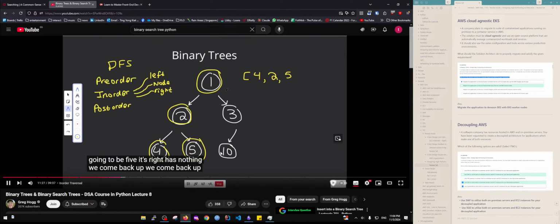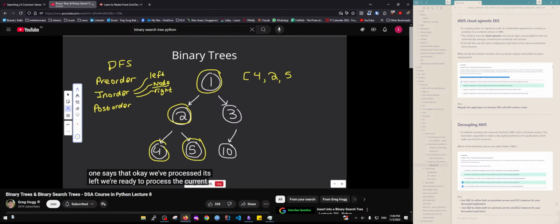We come back up. Now the 1 says that, okay, we've processed its left. We're ready to process the current node, which is the 1. And so now we actually process the 1. Even though it's the first thing we visited, we still started here. We only processed it, aka printed it at this point. Okay, so now we've processed the current node.